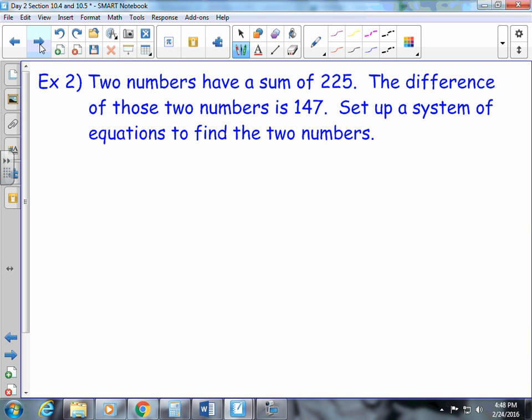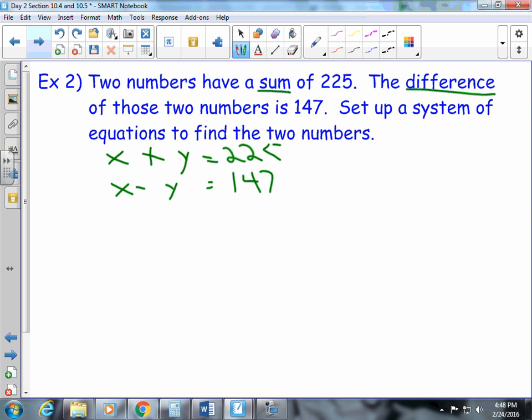So 2 numbers. Those 2 numbers we'll call x and y. And the sum of them, so I'm adding them, is equal to 225. So there's the first equation. It says the difference, so now I'm subtracting. X minus y is equal to 147.